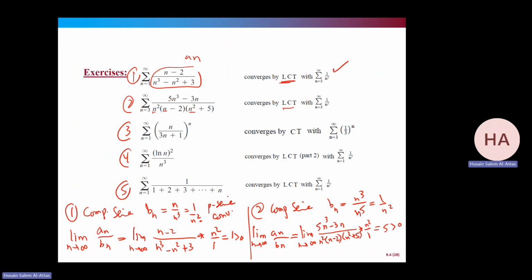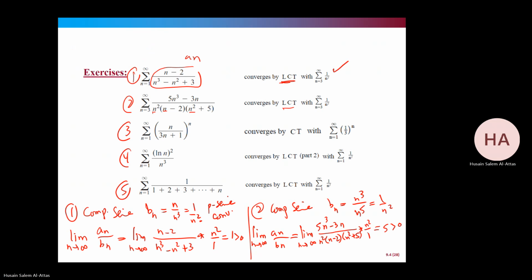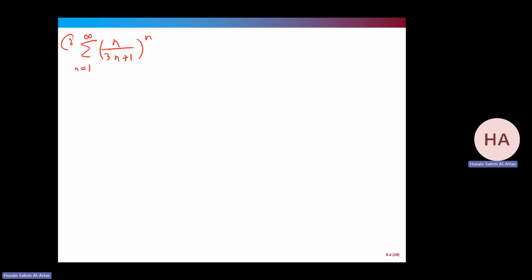The summation of n over 3n plus 1, to the power n, where n equals 1 to infinity. Am I right? Yeah. I need to compare it now with another series. How to compare that?